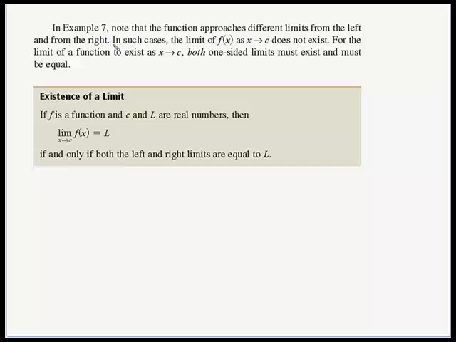In example 7, note that the function approaches different limits from the left and right. In such cases, the limit does not exist, and we already went over that. For the limit of the function to exist, both one-sided limits must exist and must be equal. So here's our theorem: the existence of a limit. If f is a function and c and L are real numbers, then the limit as we approach c of our function is equal to L if and only if the left and right limits are equal to that number L.